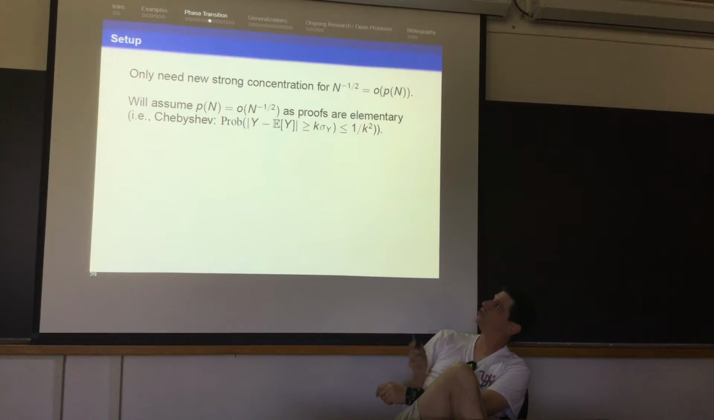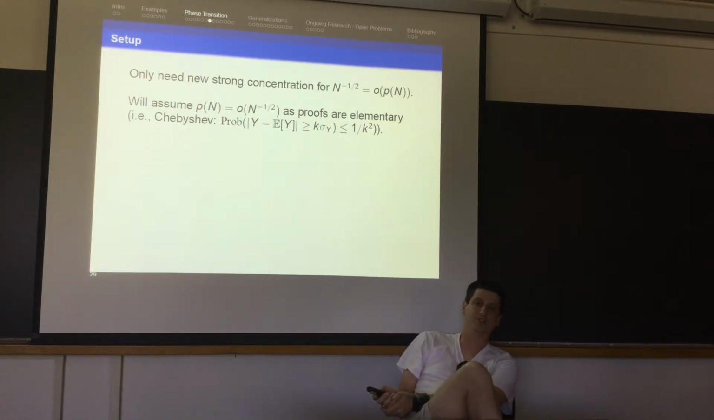So the setup is we only need strong concentration if the decay is very slow. If the decay is fast, you can do it with Chebyshev's theorem.